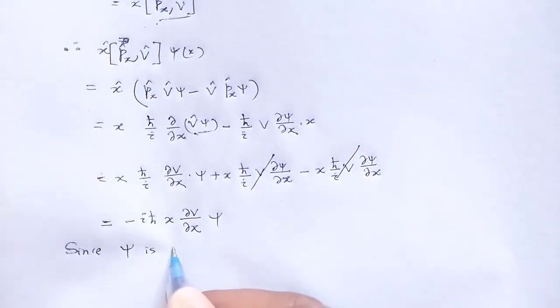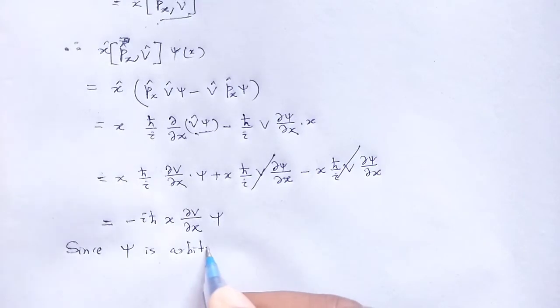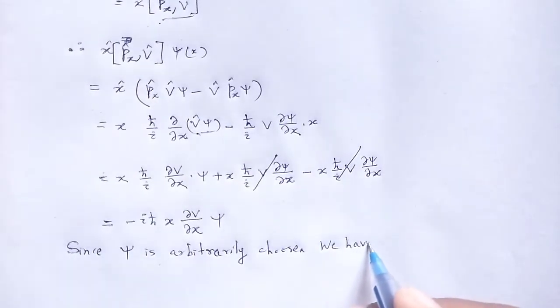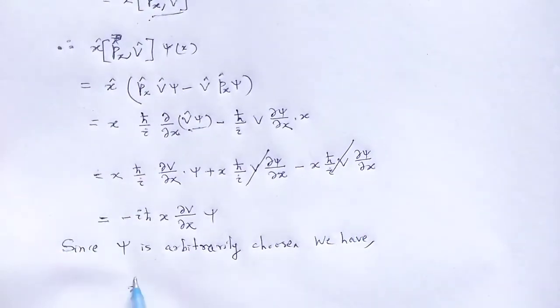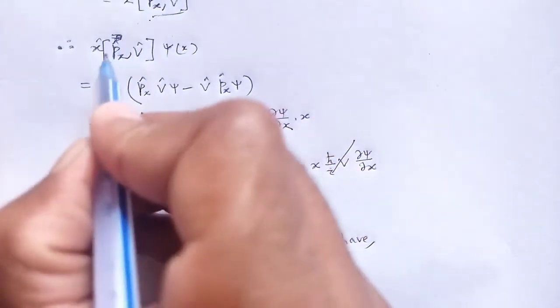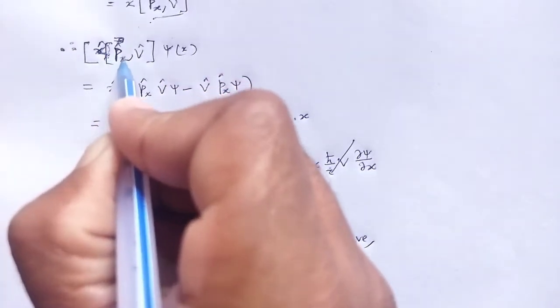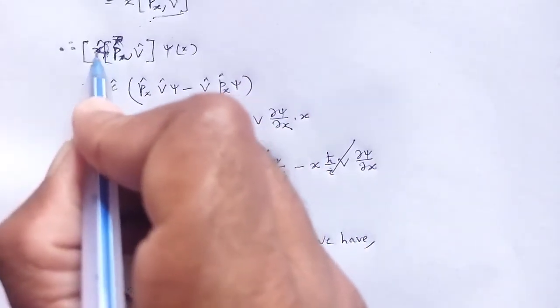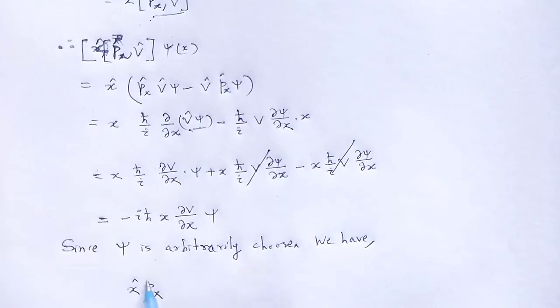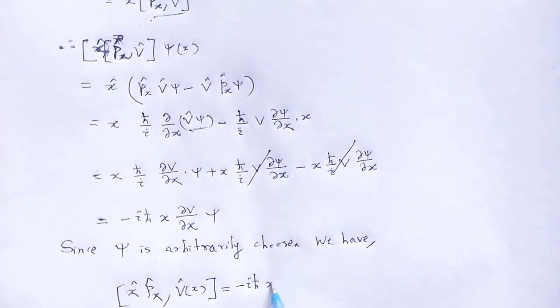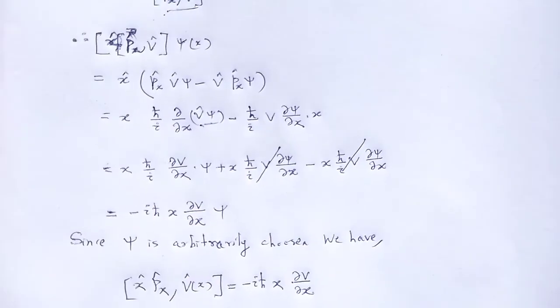psi is arbitrarily chosen, we have x cap, sorry, that is x cap into px cap, these two are multiplied, x cap px cap psi, x cap px cap v cap of x is equal to minus i h cross x del v by del x.